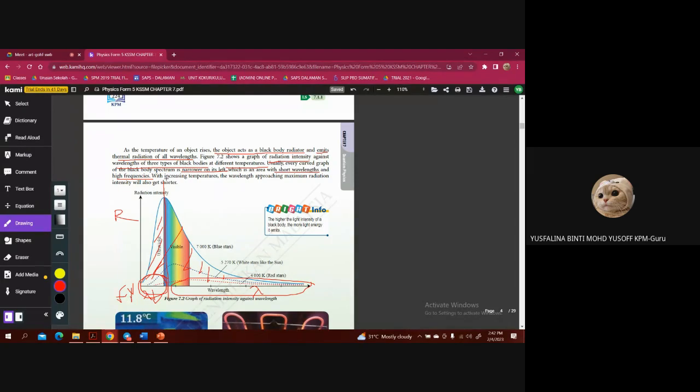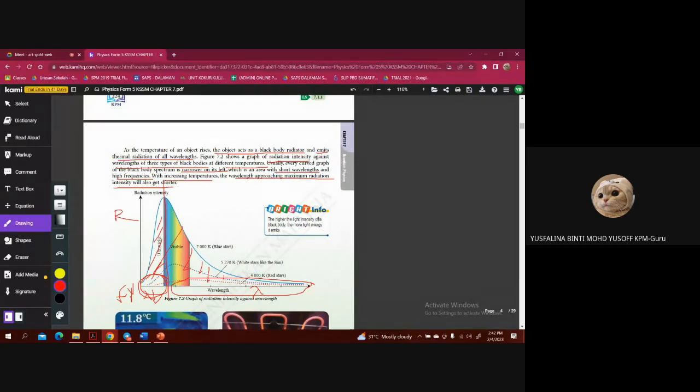With increasing temperature, the wavelength approaching maximum radiation intensity will also get shorter. So when you increase the temperature, the wavelength at maximum radiation intensity will get shorter.